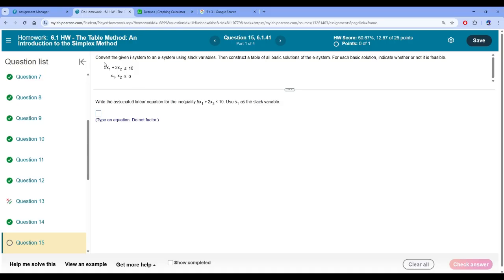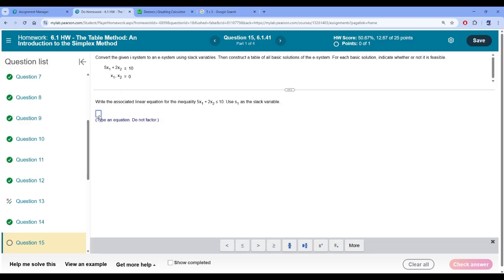All right. Convert the given inequality system into an equation system using slack variables and construct a table for all basic solutions from the physical solution. All right. Write the associated linear equation. Boom. So like we said, that's going to be 5x subscript 1 plus 2x subscript 2 plus s subscript 1 is equal to 10.